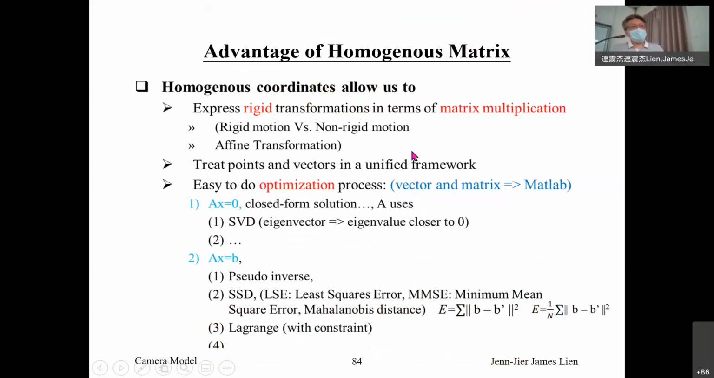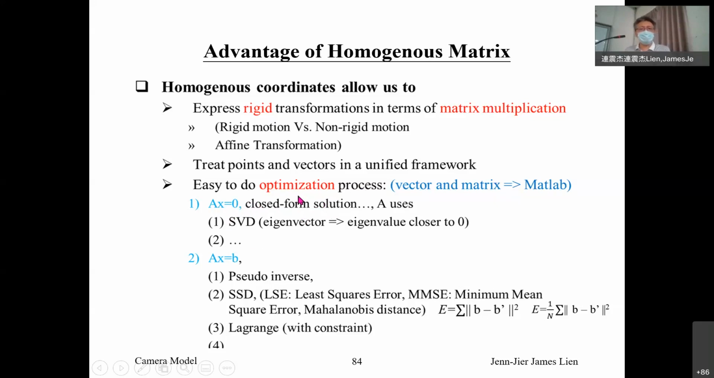So how can we solve the A? Here, the method is this one. We call it the optimization process. In this entire lecture, I will teach you how to solve the optimization. The first one: if Ax equal to B equal to 0, we call it the closed-form solution. So the closed-form solution is Ax equal to 0.